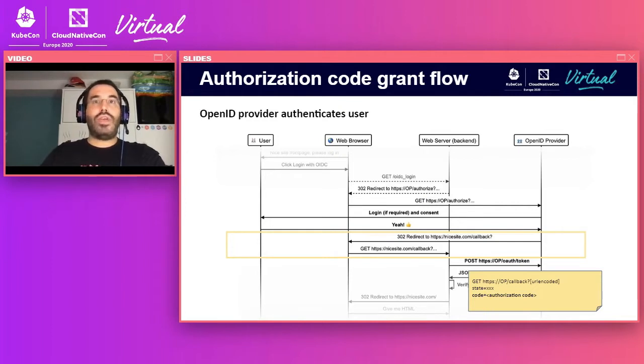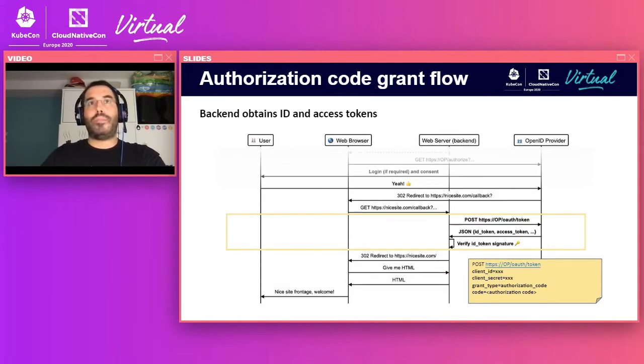If everything is okay, the web server, the backend, now receives the authorization code as a GET callback request. The state parameter is also included so it can be verified. Now, and this is the characteristic feature of the authorization code grant flow, the backend talks directly to the OP to exchange the received code.